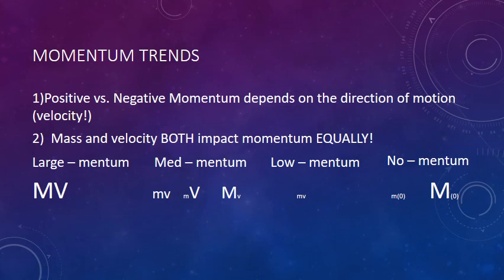Any object that has a velocity of 0 is going to have no momentum, whether or not it's a huge boulder or tanker ship or something. If it's stopped, if it has no velocity, it also has no momentum.